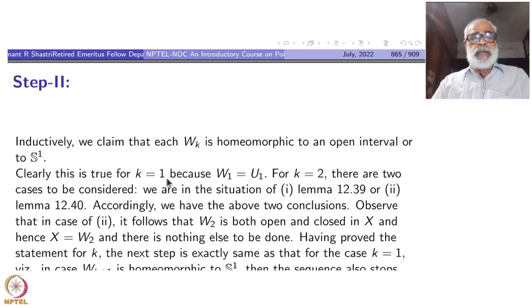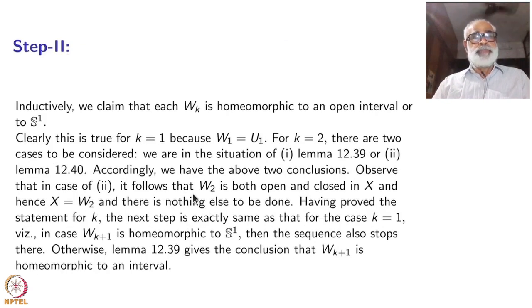Clearly, for k equal to 1, because W_1 is U_1, there is nothing to prove. U_1 is an open interval. For k equal to 2, there are two cases to be considered. By the previous lemma, we are in the situation of case 1 of Lemma 12.39 or case 2 of Lemma 12.40. Accordingly, we have the above two conclusions. U_1 is already an interval, or inductively W_k is an interval, meaning homeomorphic to an interval. Another one is another interval and they intersect. So the number of connected components is at most 2. If it is 1, the union will be homeomorphic again to an interval. If it is 2, the union will be S^1. Those are the two cases.